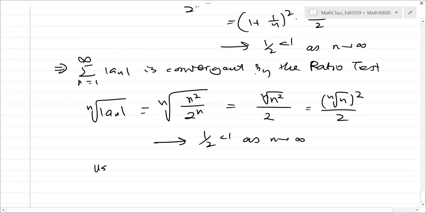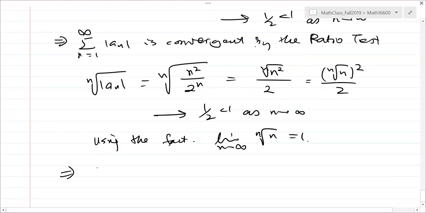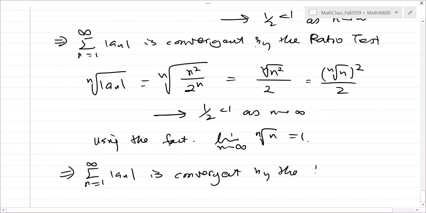We're using the fact I did in class, this is going to be 1. For the ratio test and the root test, very often you're going to use this limit. So you can say that this is convergent by the root test. Okay, so now three methods.